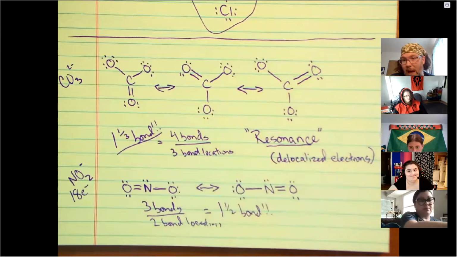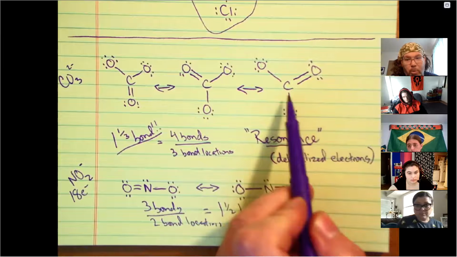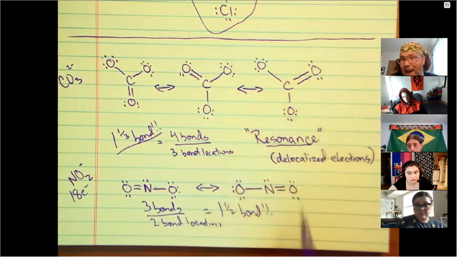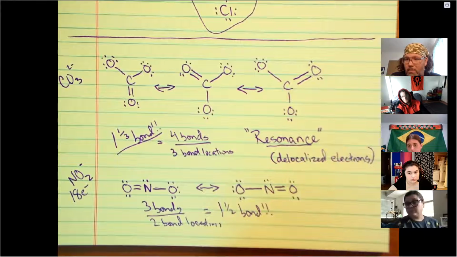No, that is not what resonance is. You cannot take that pair of electrons and confine it to just one bonding location. It belongs to all 3 of those bonding locations at the same time. I know it's hard to think that way, but that is your charge. You have to think that way.